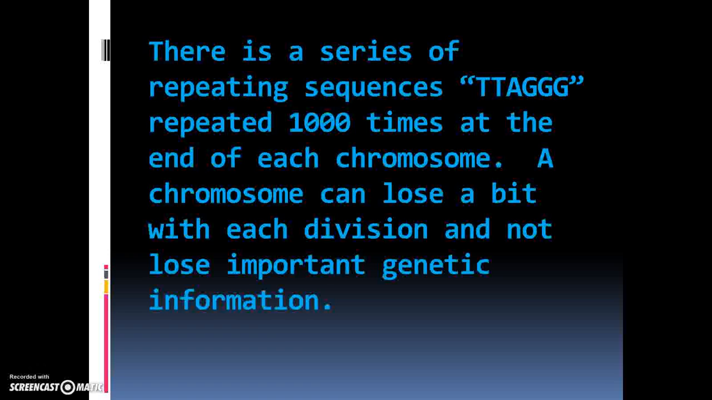So this is a series of sequences. We have TTAGGG, and these are going to be repeated at the end of our chromosomes thousands of times. So it doesn't matter that we're losing these TTAGGGs, because they don't really code for anything, but it is protecting us from losing the DNA that actually does code for something. Okay, so we can lose a little bit with each division, and we're not losing anything important. So it's just a built-in protective mechanism. So these are called telomeres.